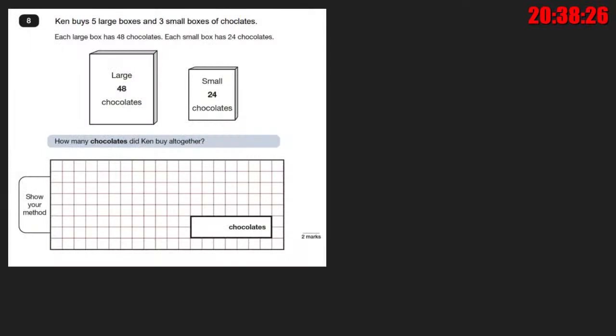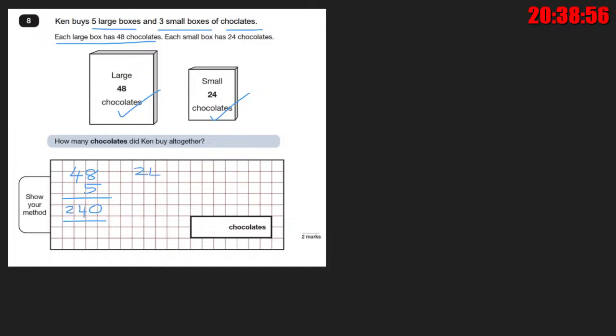Question number 8. Ken buys 5 large boxes and 3 small boxes of chocolates. Each large box of chocolates has 48 chocolates. Small boxes have 24 chocolates. So all you want to do is 48 times 5. You will get 5 times 8, 40. 4 remaining, 5 times 4, 20, plus 4, 240 chocolates.